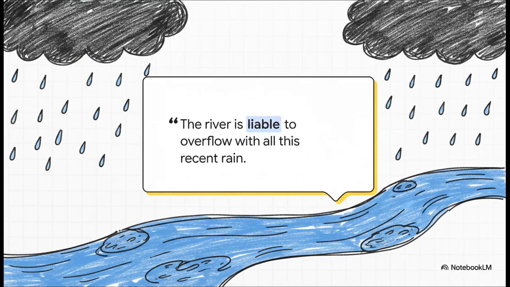But then, stepping completely out of the courtroom and into everyday life, we hit our second anchor. Consider the phrase, "The river is liable to overflow with all this recent rain." Here, we absolutely aren't talking about the river being legally responsible in a court of law. I mean, you can't sue a river, right? That wouldn't make any sense. Instead, we're describing an event that just has a really high probability. Because of the heavy rain, the overflow is simply very likely to happen.